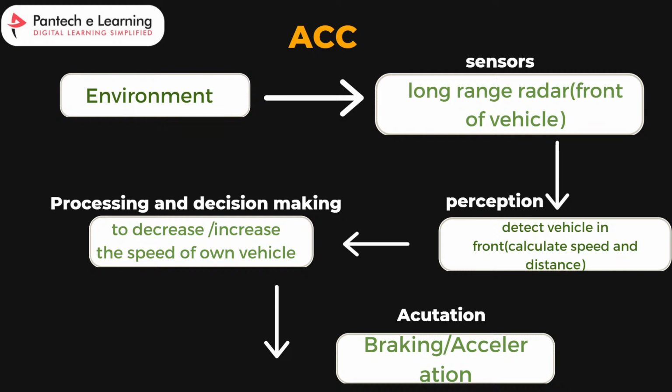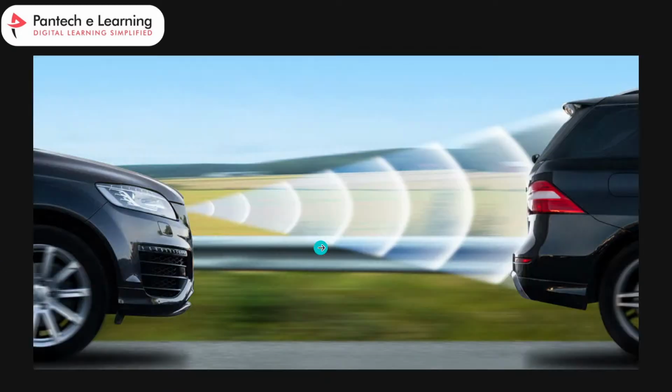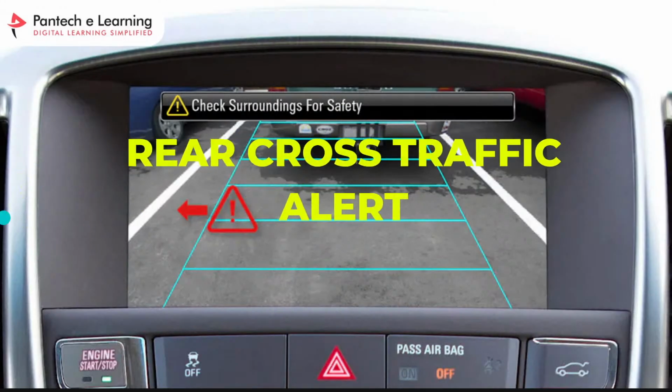So next one is actuation. That means act. If the car in front is too close, the system might gently tap the brakes, just like when you tap someone on the shoulder to say hold on. If there is enough space, it might give you a little push on the pedal to speed up. So this is the simple block diagram to understand the adaptive cruise control method. This is the diagram. Here you can see, based on the sensor data, it will calculate the speed and distance.